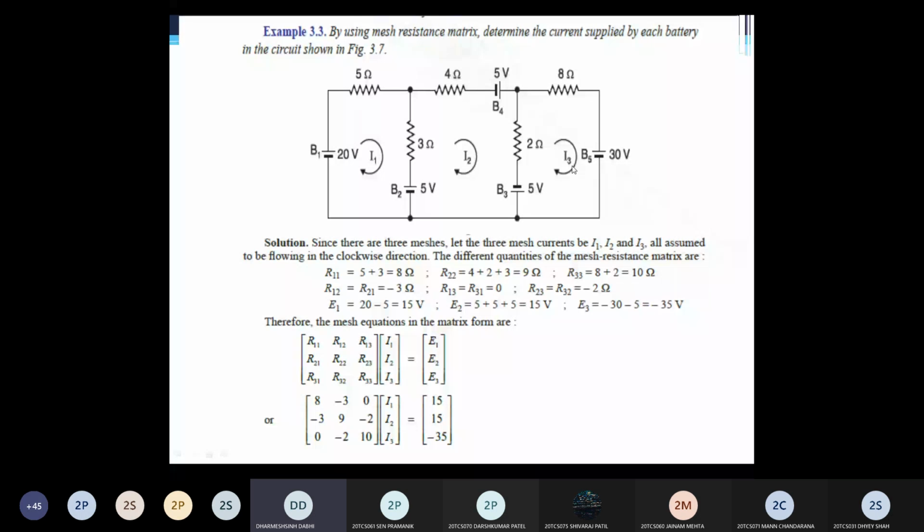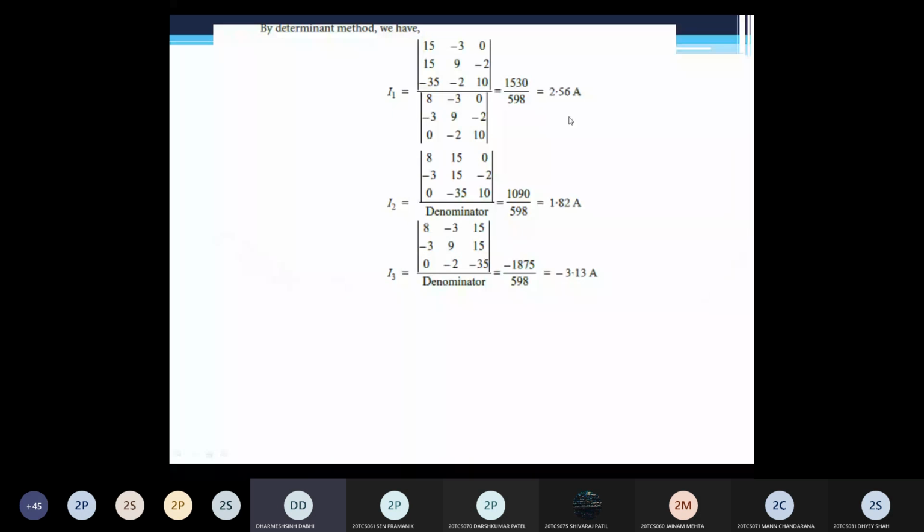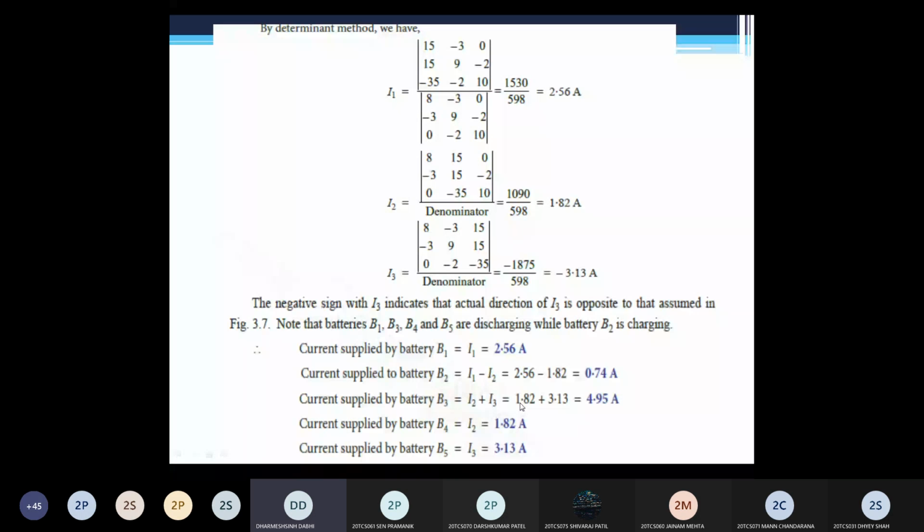Clear? So this example is the same as the previous two examples you already calculated, but just to find the current in all these batteries. Here the answer of I1, I2, I3 is what you find by using Cramer's rule, and then you find the battery currents. Clear, all of you? So this example is for your homework.